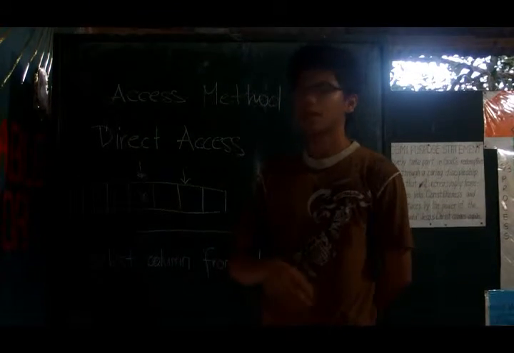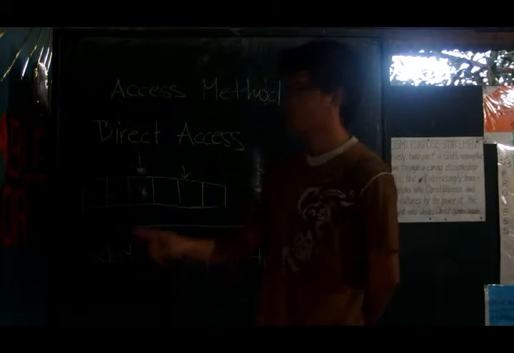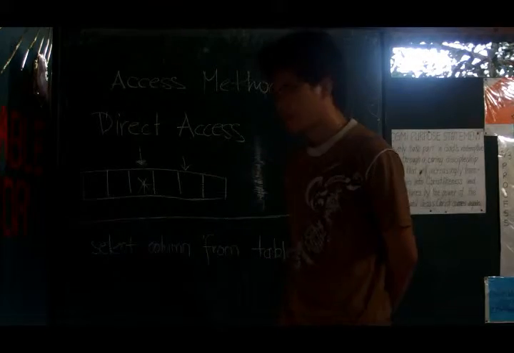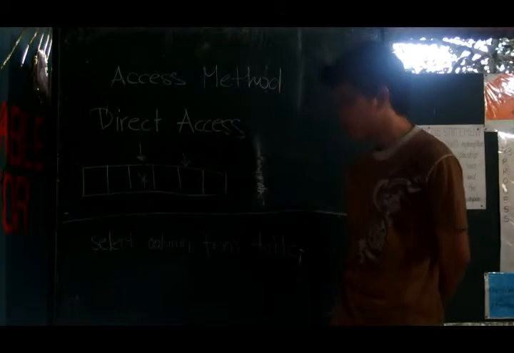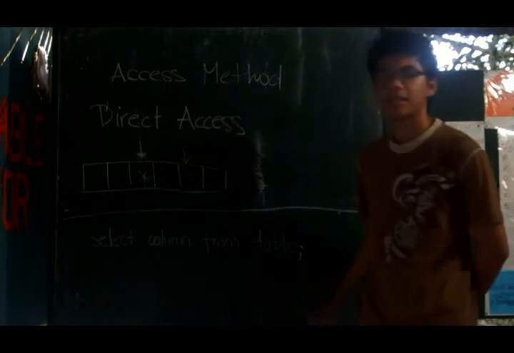Direct access method. Unlike the sequential access method, direct access method accesses file components directly where they reside in the file. The best example of this is databases, wherein you could directly access a column from a directly accessed table.